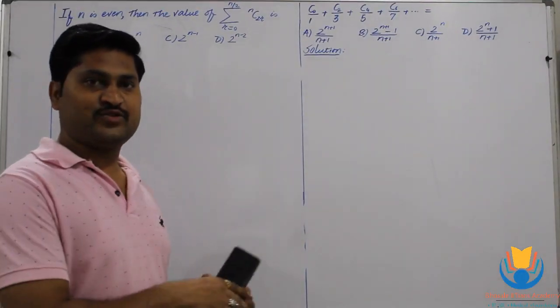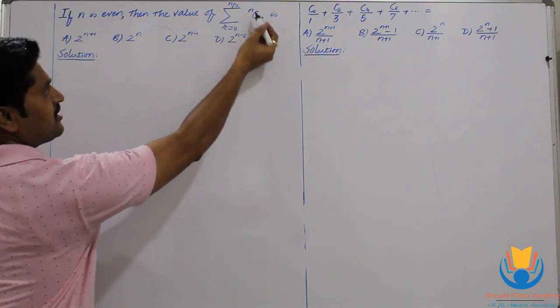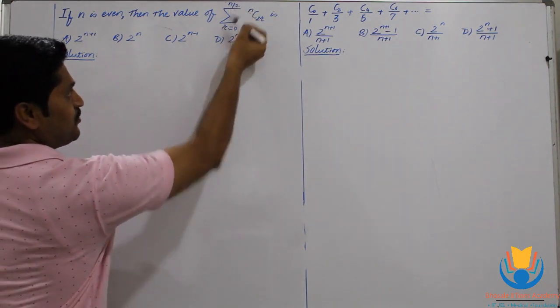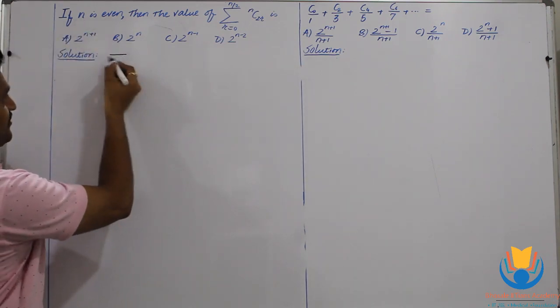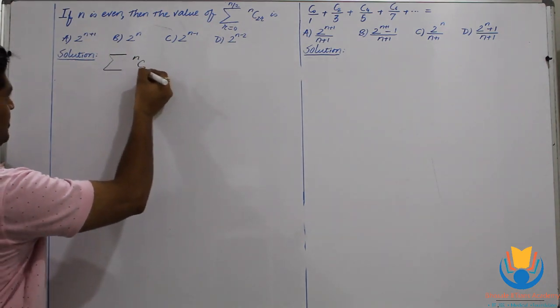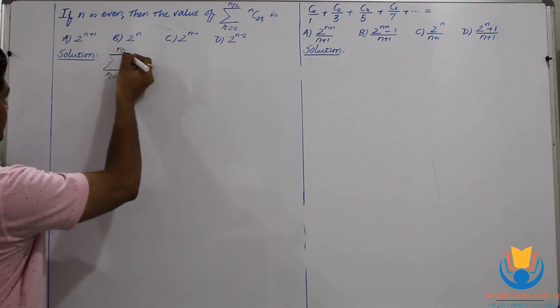Let's start these two MCQs again. Here in the first, we have to find the value of the summation of nC2r, where r is from 0 to n/2, where n is even. For that we will write this summation in the solution: summation of nC2r, where r is from 0 to n/2.